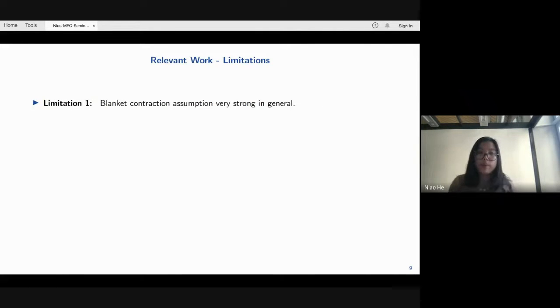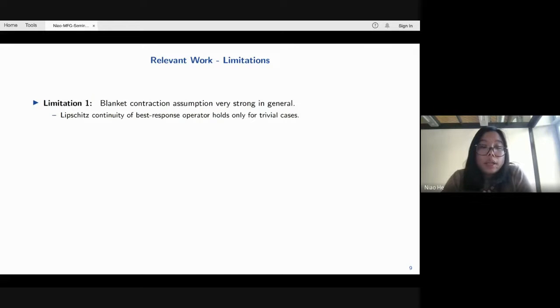While we look at many of these recent works, we noticed a couple of limitations with many of these results. The first limitation we observe is that many of these algorithms, as I mentioned, require this very strong blanket contraction assumption about the best response operators. And it can be shown that even proving Lipschitz continuity of this best response operator is not necessarily trivial. In other words, we've shown that the Lipschitz continuity really only holds in trivial settings where the best response under different populations is the same. That means these assumptions might be in general just too strong.